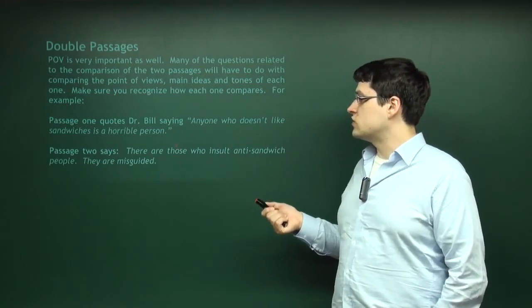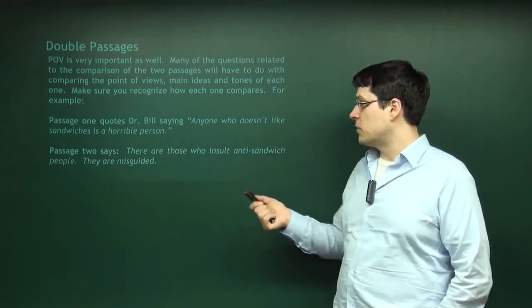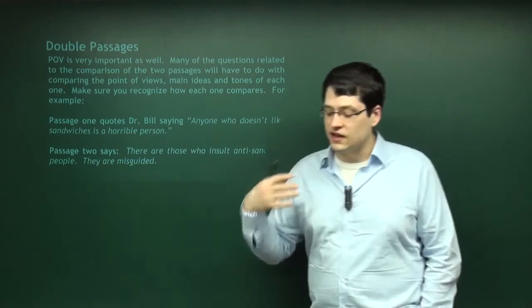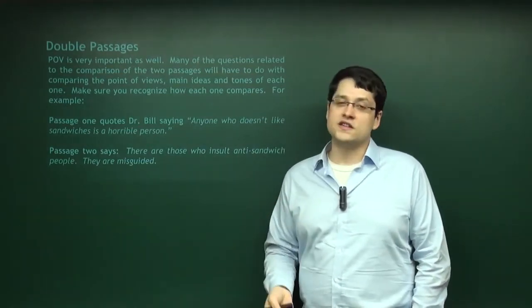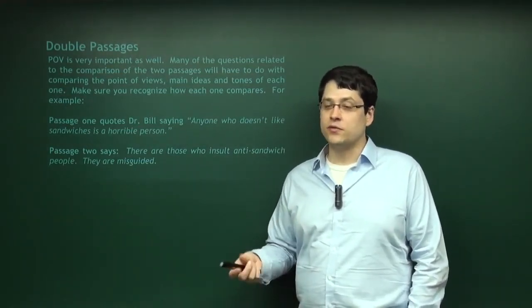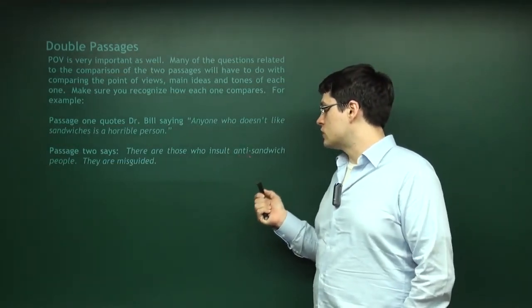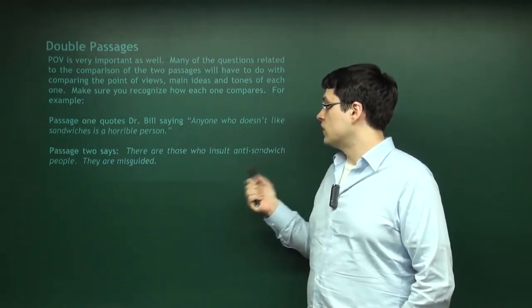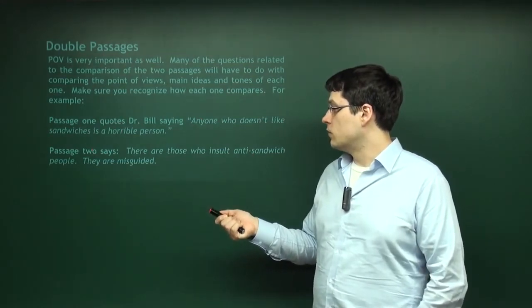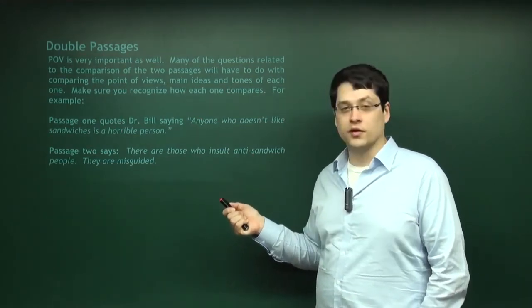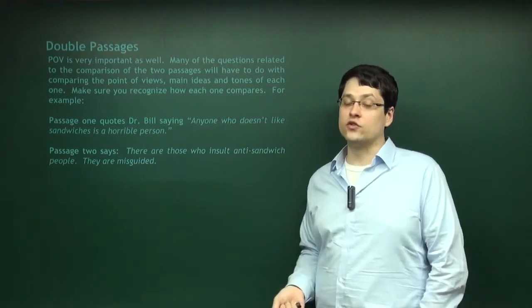So you draw a connection and you say, this guy is talking about Dr. Bill, even though he doesn't say Dr. Bill doesn't like anti-sandwich people, you see the connection. You see that passage 2 is talking about those who insult anti-sandwich people. Dr. Bill says anyone who doesn't like sandwiches is horrible. Passage 2 doesn't like Dr. Bill. That's what you need to recognize when you're reading it.